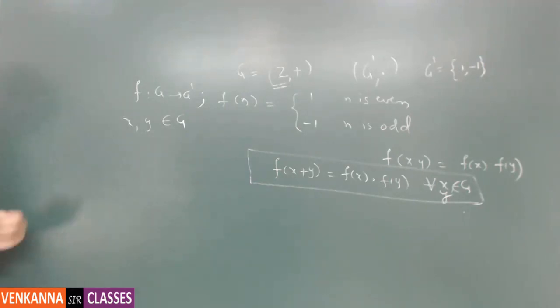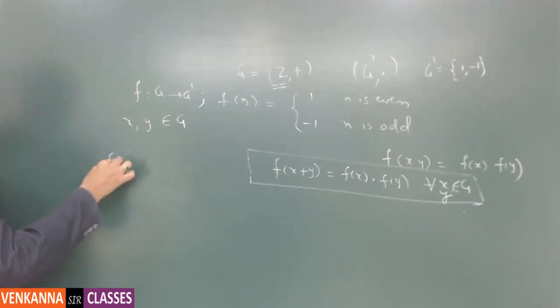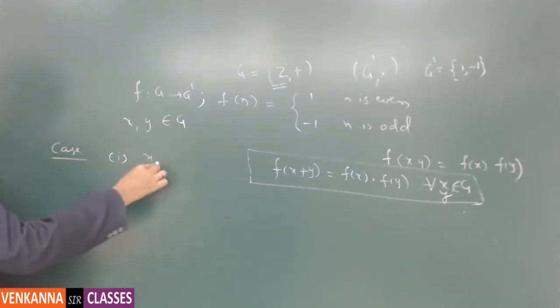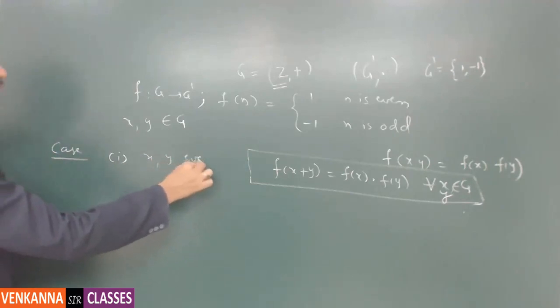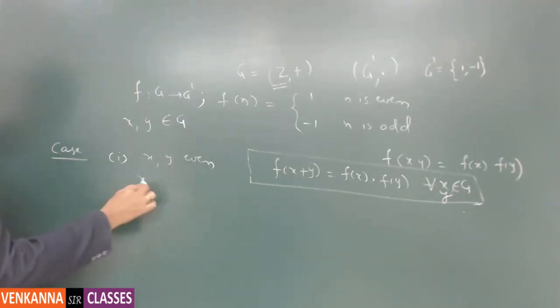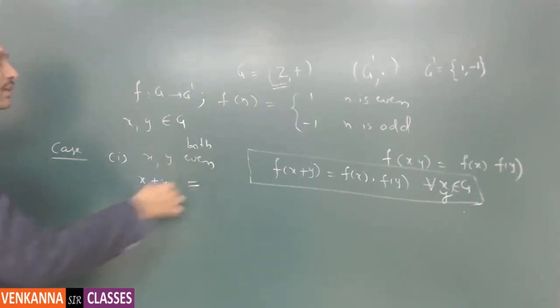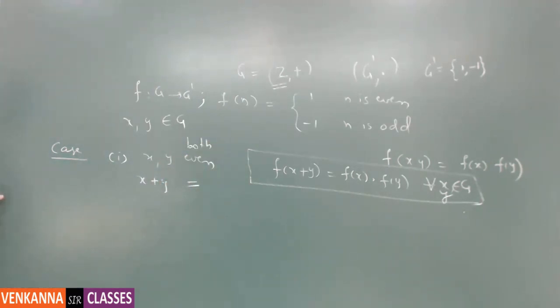Now let us take that in the first case, you take both of them as even numbers. Then what will be x + y? Is it even or odd? It is even. Addition of two even numbers is nothing but even. Agree?